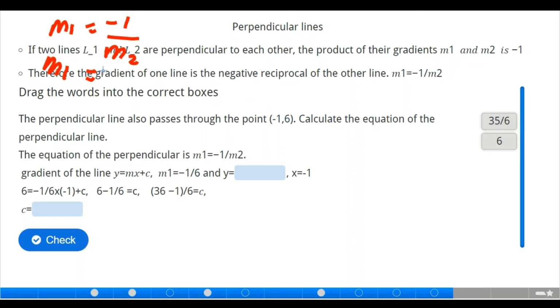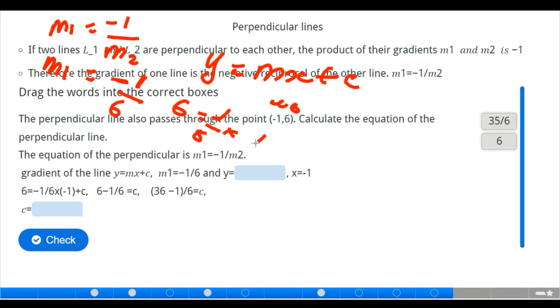So you are going to have m1 equals minus 1 divided by 6, and that is the m that we are going to be using now. Now having this, let's look at the equation of the line, which is y equals mx plus c. We are told that our m is now minus 1 over 6. Now if you look at this, our y here is 6 and x here is minus 1. So let's put it inside that equation: 6 equals minus 1 over 6 multiplied by minus 1, plus c. We want to get c here, which is the constant.